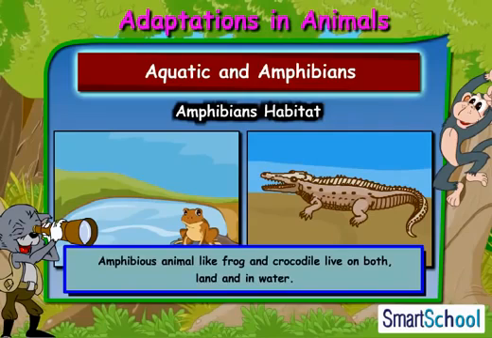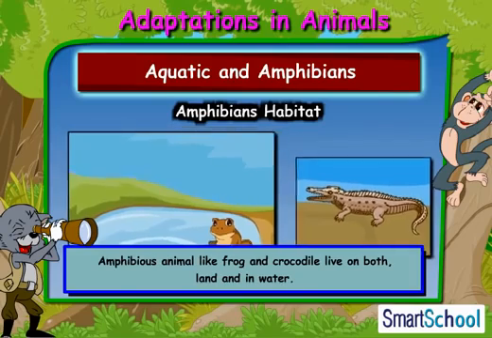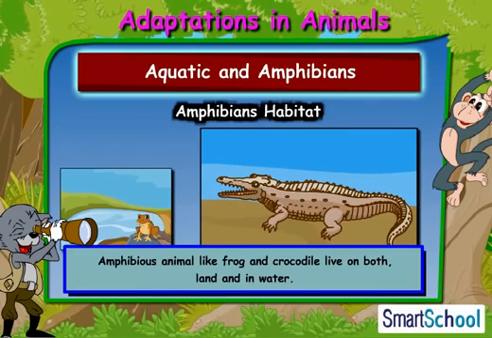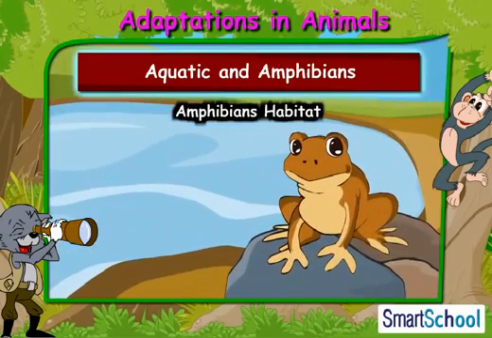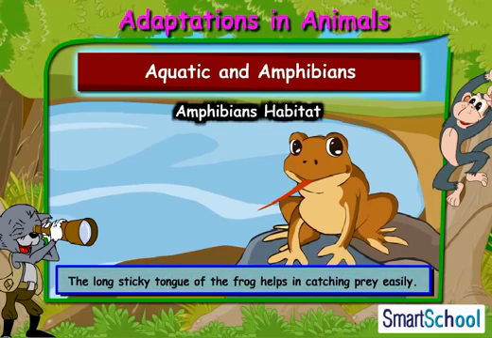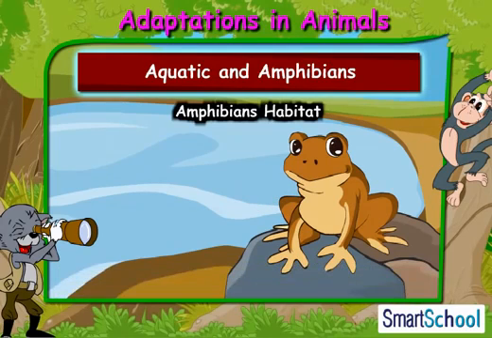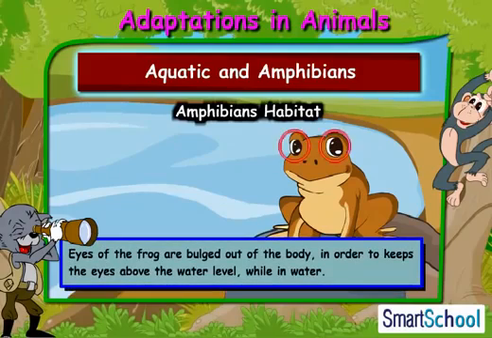Now there are some special types of animals called amphibious animals like frogs and crocodiles that live both on land and in water. Let us understand how frog adapts to its habitat. It is very interesting to know that frog's long sticky tongue helps it to catch the prey easily. Similarly, its eyes are bulged out of the body in order to keep the eyes above the water level while in water.